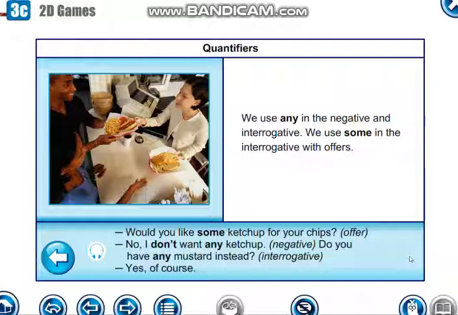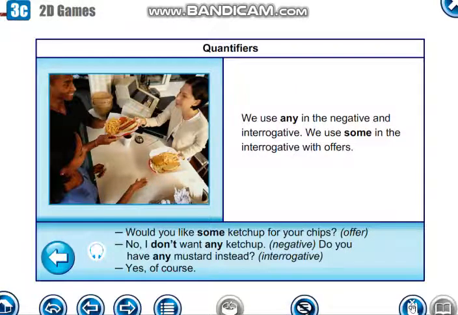And the next we use any in the negative and interrogative. We use some in the interrogative with offers. For example, would you like some ketchup for your chips? We use some in interrogative because we offer something. Would you like some coffee, for example? No, I don't want any ketchup. It is a negative sentence. Don't, and we use any. Don't use some. And do you have any mustard instead? It is also an interrogative sentence.